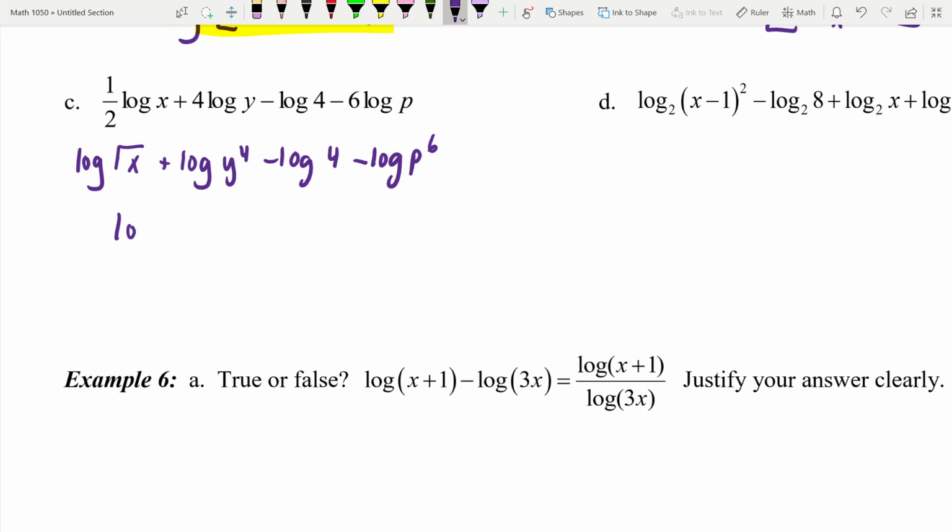I'm going to do log 1 time. It's going to be complicated, so I'm just going to do a big bracket. I know I'm going to have a fraction. Anything that's a negative goes on the bottom. So I have a 4 and a p to the 6th on the bottom because they're negative. On the top, I have a square root of x, and I have a y to the 4th, and I'm done.